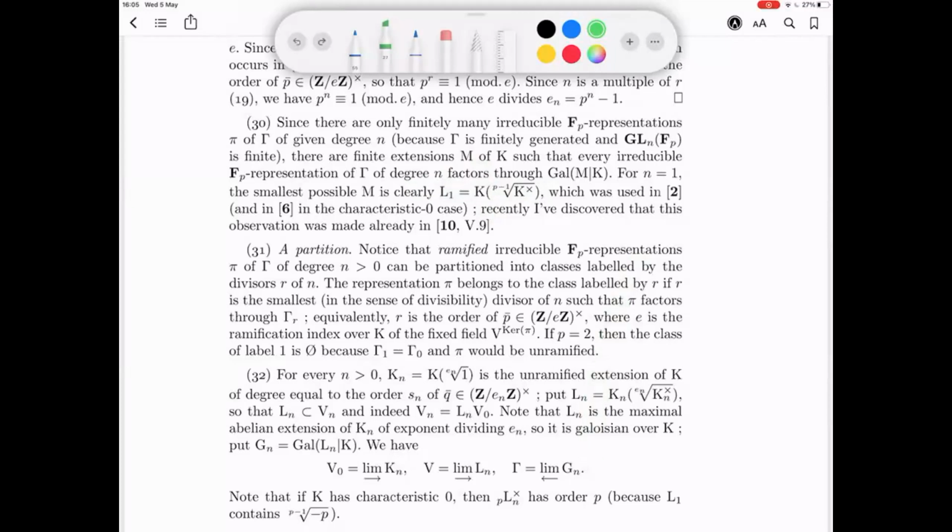So we want to do something similar for primitive extensions of degree p to the n. For that, we have this field L_n. This L_1 can be thought of as obtained from K in two stages. You first obtain K_1, which is just K in this case, and then you obtain L_1. So the generalization is that you have this K_n, which is obtained by adjoining an E_n-th root of unity to K. And E_n, remember, is p to the n minus 1.